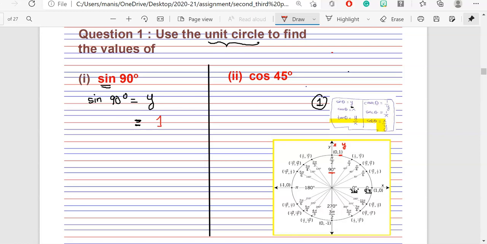So you will come back over here and write your answer. So your answer is what? Sine 90 degrees is equal to what? 1. That's it. That's just your answer.